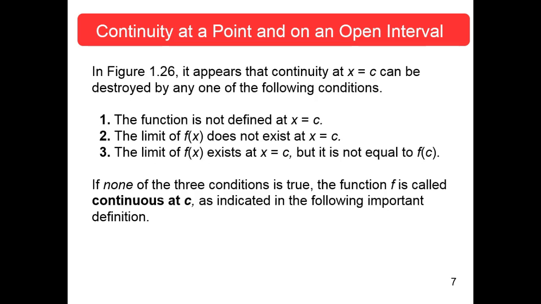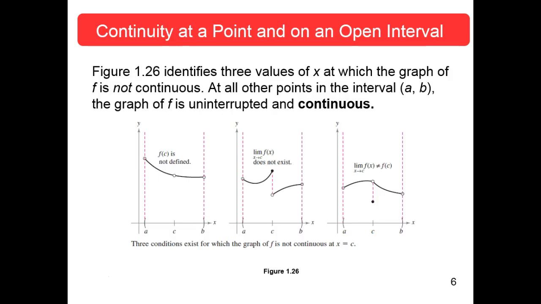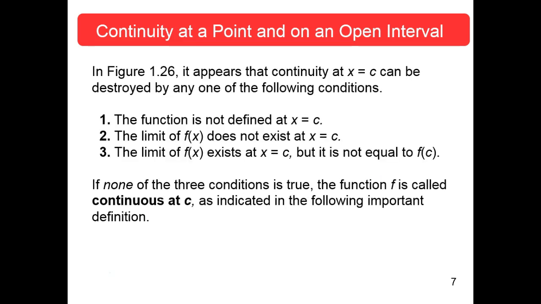And that's what we have here. Okay? The limit as x approaches C from the left is this value. The limit as x approaches C from the right is also that value. So the limit exists, but it's not the same as the function value. So that would be another discontinuity. Okay. So those are the three cases in which the continuity can be destroyed.